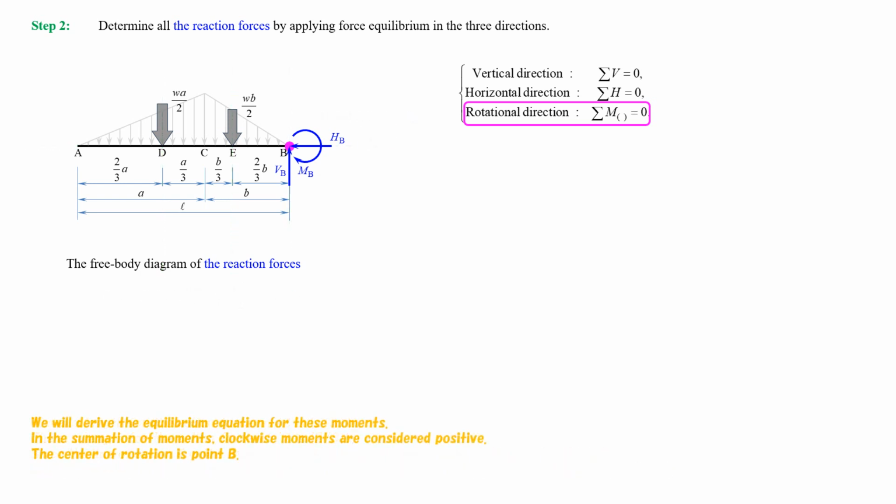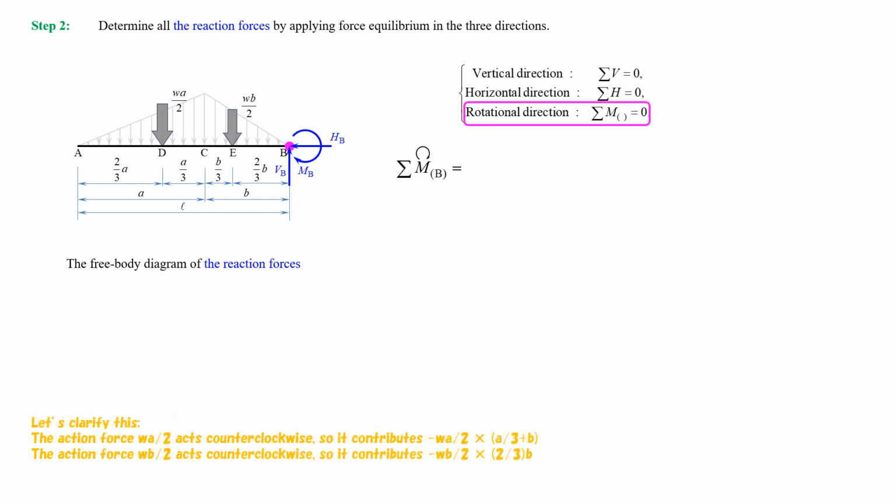We will derive the equilibrium equation for these moments. In the summation of moments, clockwise moments are considered positive. The center of rotation is point B. Let's clarify this. The action force, W multiplied by A, divided by 2, acts counterclockwise, so it contributes, minus W multiplied by A, divided by 2, and multiplied by the 1/3 of A, plus B.